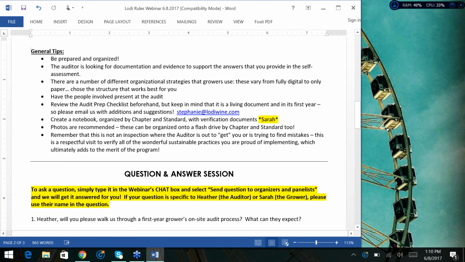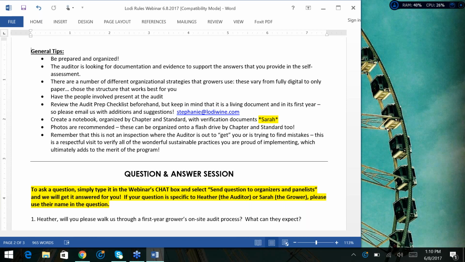Just a few general tips. Please be prepared and organized. Please. That really goes well for both of us. That auditor is looking for documentation and evidence to support the answers that you provide in the self-assessment. That is it. And Jeff and I are very open to helping in terms of the answers to the questions.